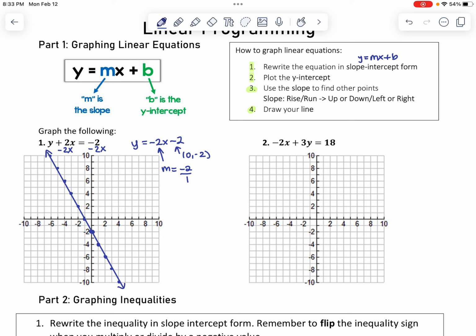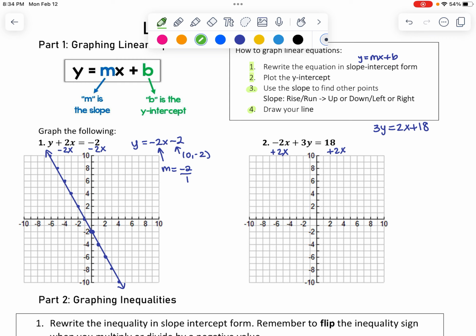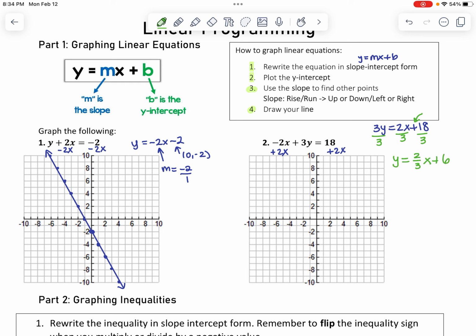And there we go. The next one, we've got negative 2x plus 3y equals 18. So step 1, I'm going to add 2x to both sides. And I get 3y equals 2x plus 18. But I'm not quite solved for y yet. I still have a coefficient in front of y. So now I'm going to have to divide by 3. Be careful here because there are terms that are broken up by an addition sign. We need to divide each individual term by 3. So I get y equals 2/3 x plus 6.